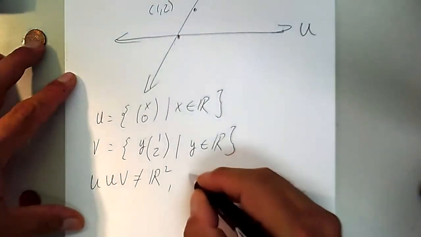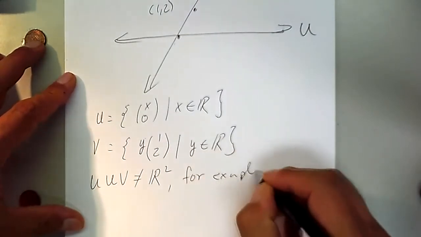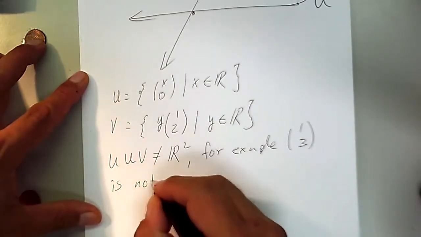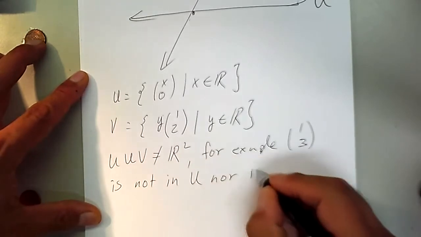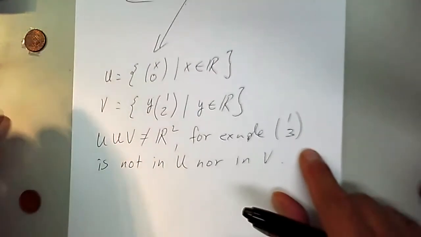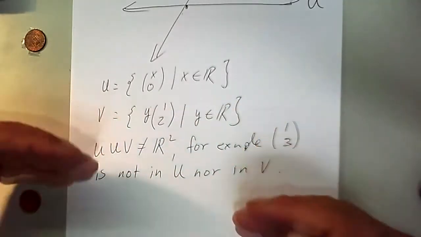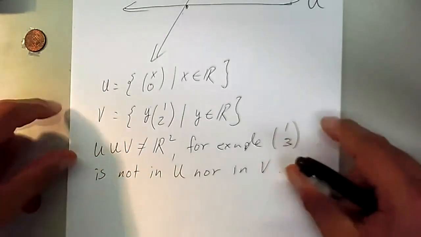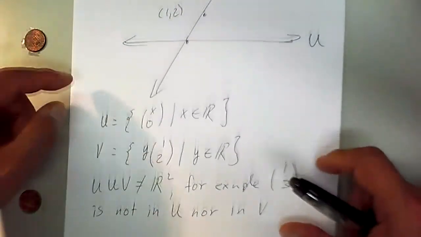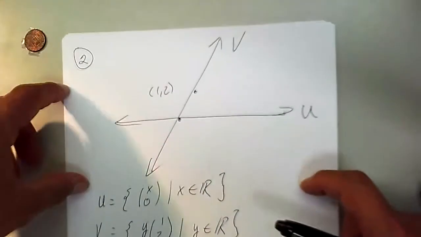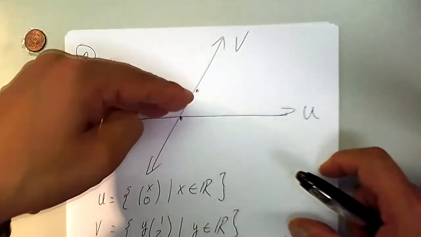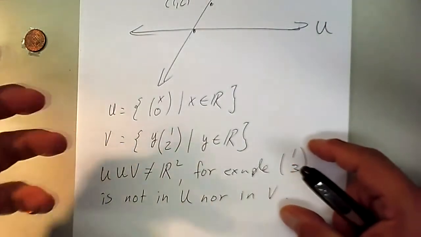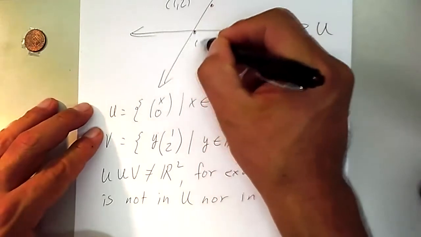For example, 1, 3 is not in U nor in V. Now, this is true, but if I really want to demonstrate it, we would have to develop this. We would have to say, why not? Just like we did back here when we had the other two. In example 1, we elaborated on why 1, 2 was not in U nor in V. So I'm not going to go through all of that, but if we wanted to show it, we would have to do that. This element here is 0, 0.